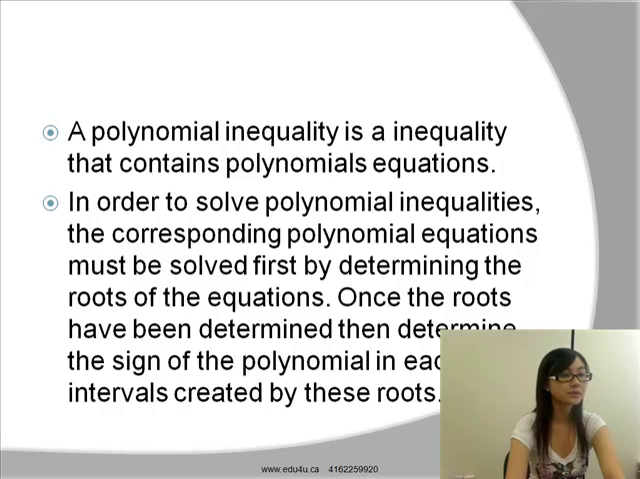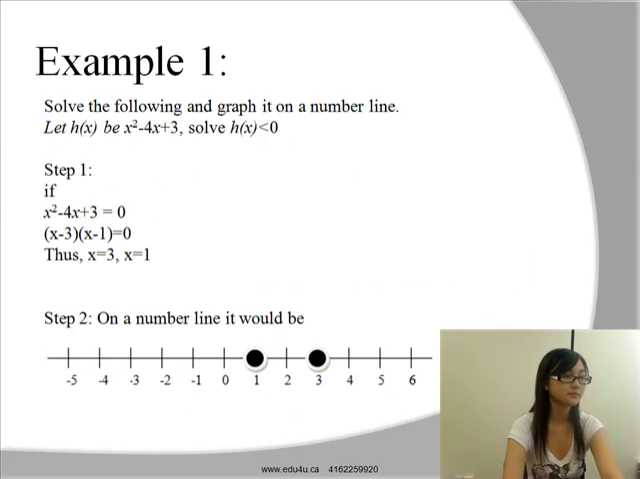So instead of writing bigger or equal to or less or equal to, we write equal to and solve for the root. Once the root has been determined, then determine the sign of the polynomial in each of the intervals created by these roots. And we'll go through all of the steps in today's lecture. So let's take a look at example 1 from your learning resources. It says to solve the following and graph it on the number line.